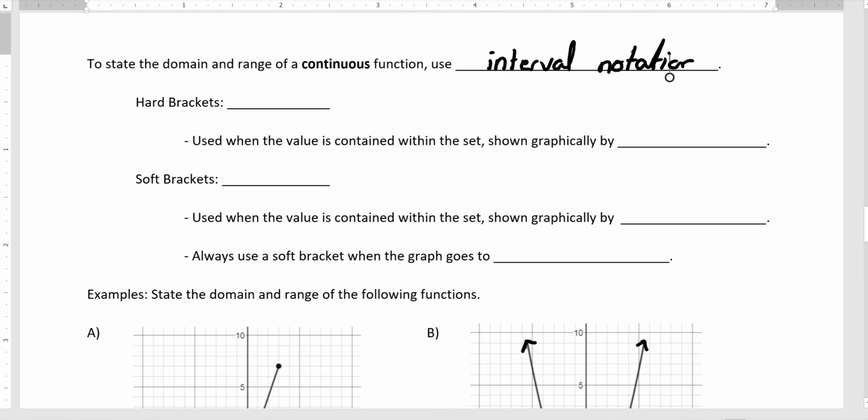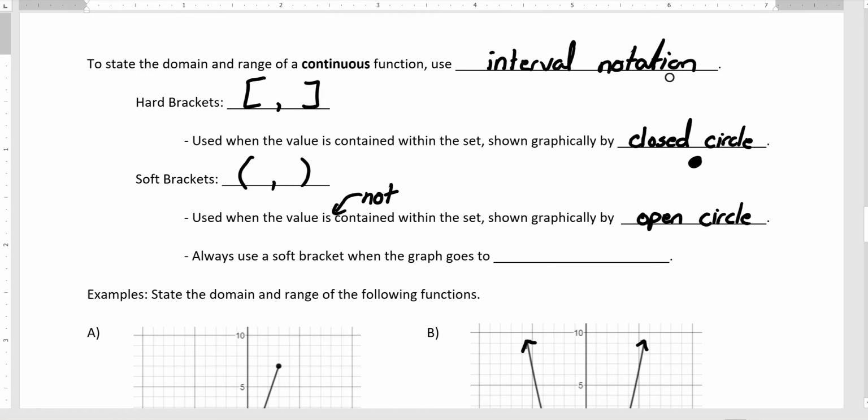I said earlier we'd use this a lot this year, and here it is again. So remember those hard brackets looking like this. We use those when the interval is contained within a set, and that's shown graphically by a closed circle. When we have that closed circle, that's when we're going to use hard brackets. Soft brackets look like parentheses, and they're used when the value is not, that should say not, how embarrassing, contained within the set. And that's shown graphically by the open circle.